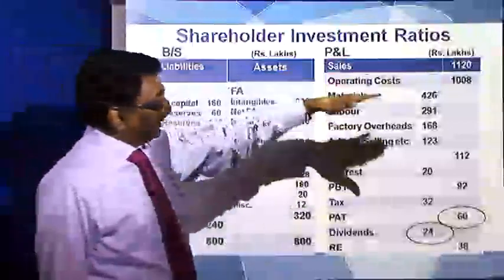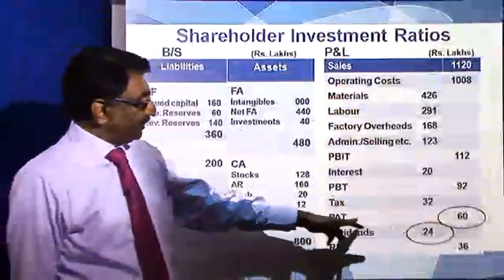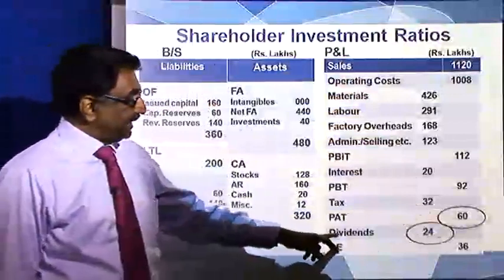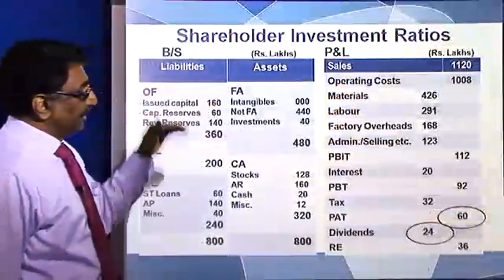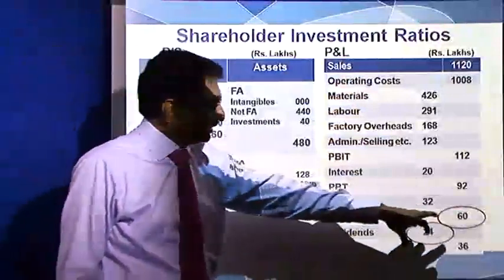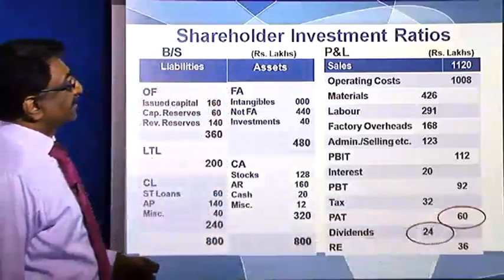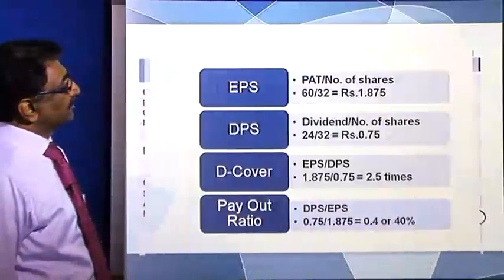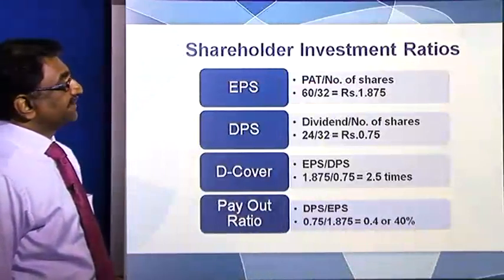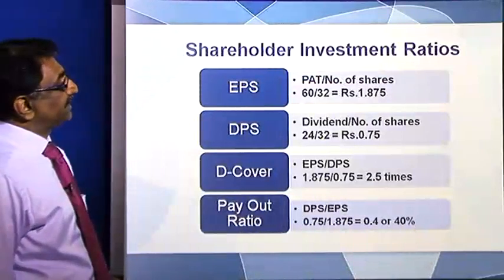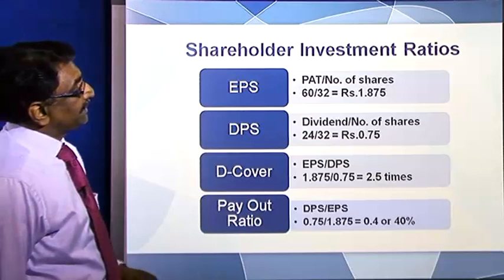Now if you look at the P&L of this company, we have a profit after tax of 60 and a dividend payout of 24. So apart from the other data, we also keep this data in mind and look at some of the other aspects of this ratio. What is known as earnings per share, that is for every share that the shareholder has, what is the earning.